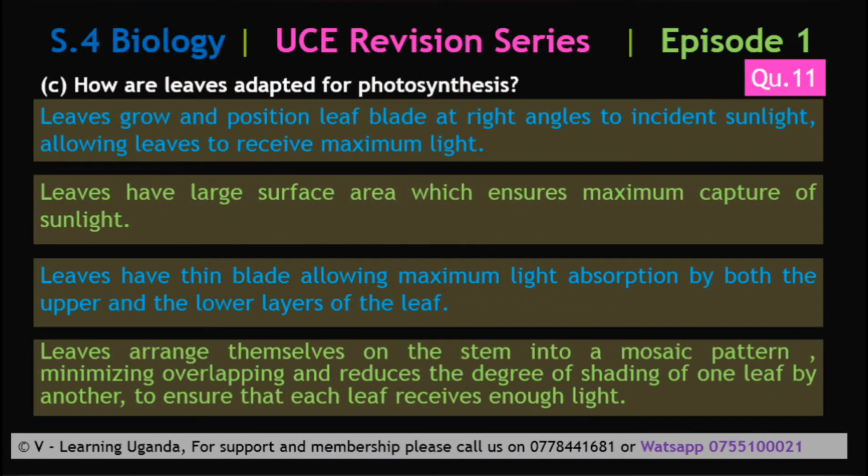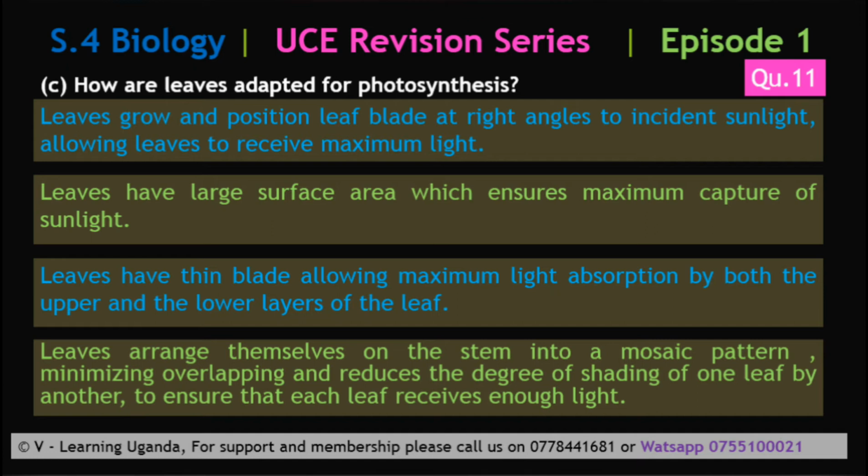How are leaves adapted for photosynthesis? There are a number of adaptations. 1. Leaves grow and position the leaf blade at right angles to incident sunlight, allowing leaves to receive maximum light. That's a good adaptation. 2. Leaves have a large surface area, which ensures maximum capture of sunlight. Leaves also have a thin blade, allowing maximum light absorption by both the upper and the lower layers of the leaf.